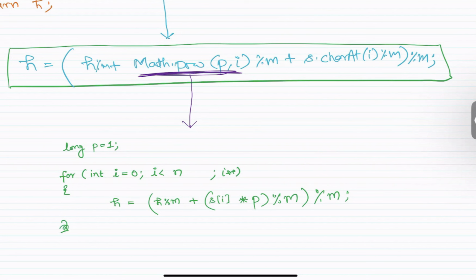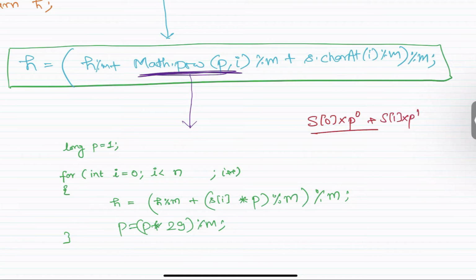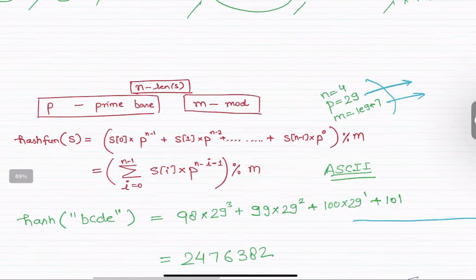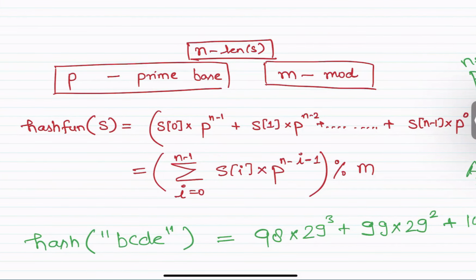This also is incorrect. The p is going in reverse order. Here you are actually doing s of 0 times p of 0, s of 1 times p of 1, but that is not what we defined our hash. Our hash was, if you really see, s of 0 multiplied with p of n minus 1.